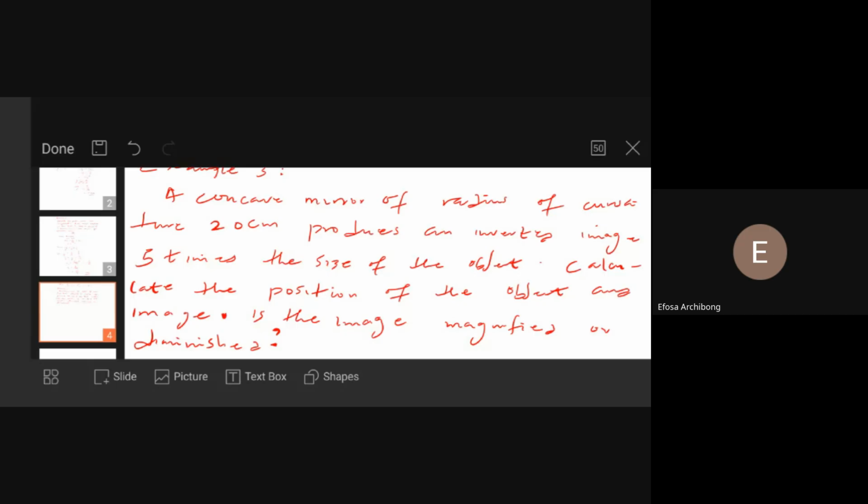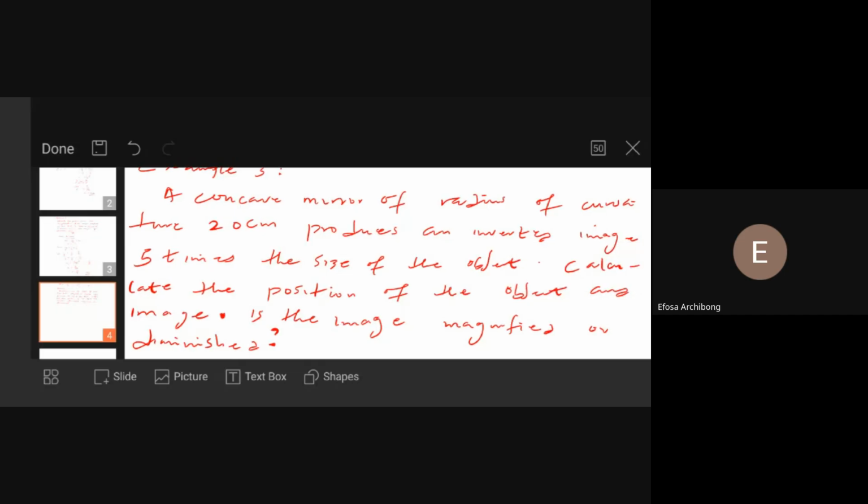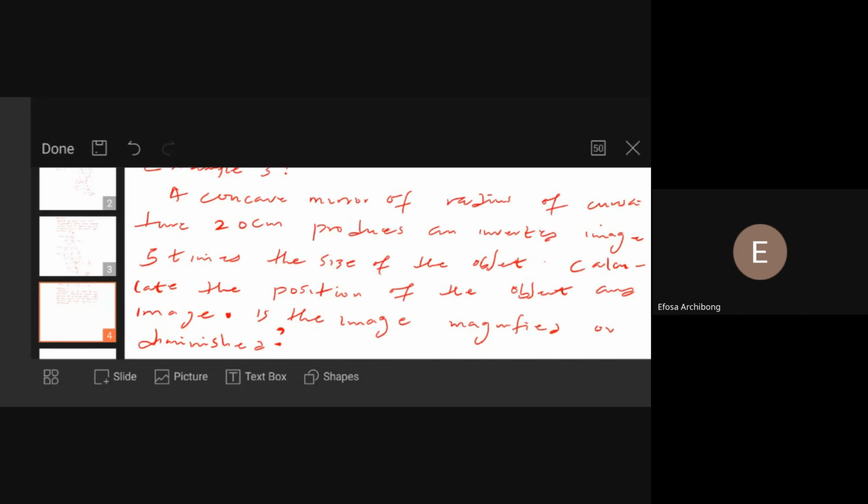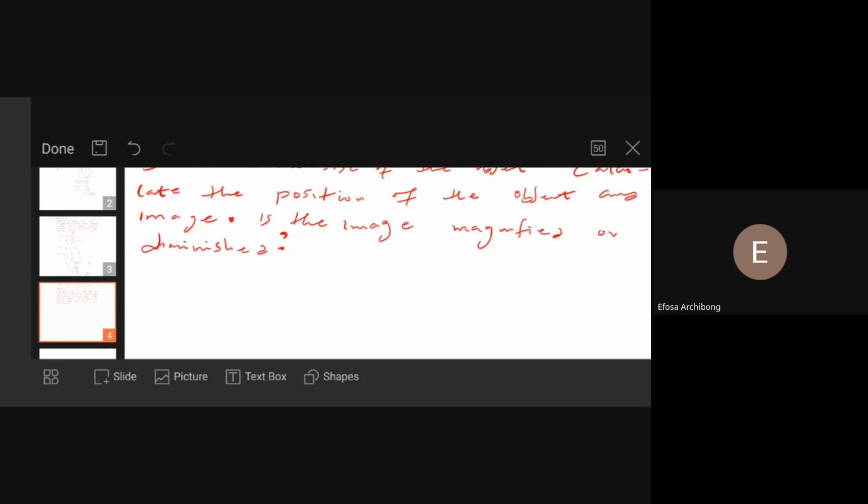So firstly, they said that a concave mirror of radius of curvature 20 cm produces an inverted image 5 times the size of the object. They said we should calculate the position of the object and image. And they also asked us, is the image magnified or diminished? So firstly, we need to start by calculating. In fact, when we understand the position of these images, we can now know whether they are diminished or actually magnified. All right. I don't know why they added that question anyway.